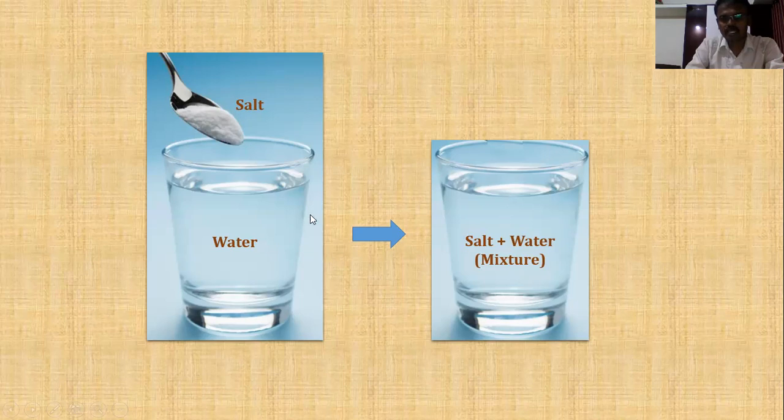So that means this has resulted in uniform mixing up of two components. Since it is uniform mixing up of two components, it is a homogeneous mixture. I hope everybody knows about it. So when we mix salt and water, we get a homogeneous mixture. Similarly, we will consider one more example.